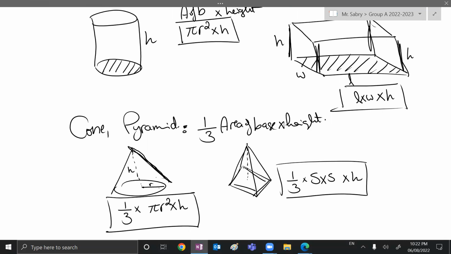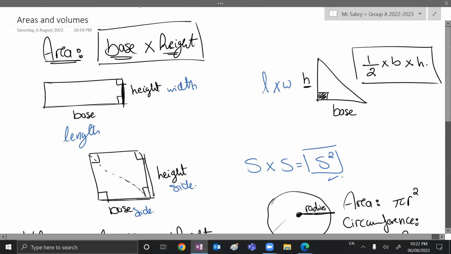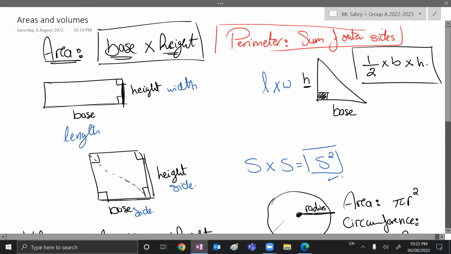Okay, what else is important? Something called the perimeter. Now, what's the perimeter? The perimeter of any shape whatsoever is the sum of the outer sides. What does that mean? It means just add the sides that are outside, as if you're building a fence for the shape.